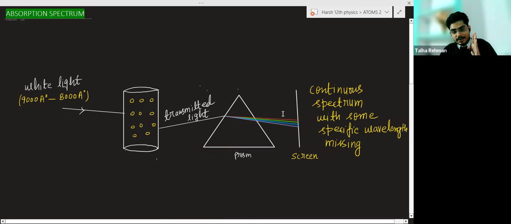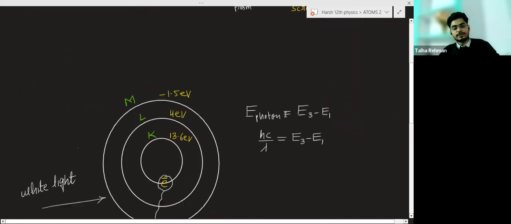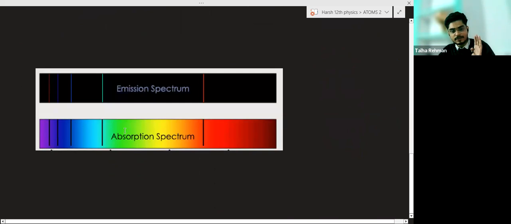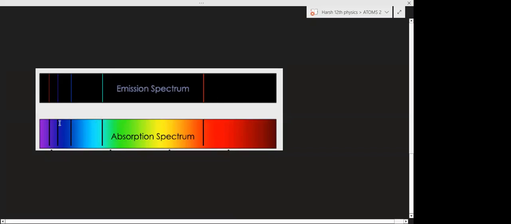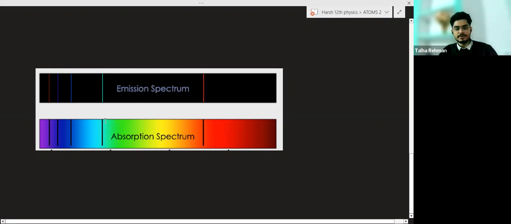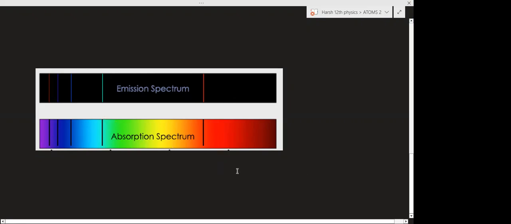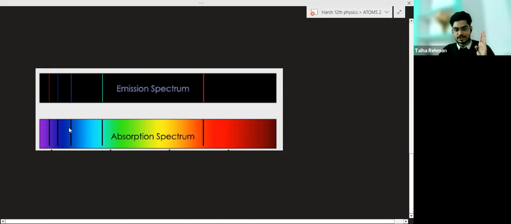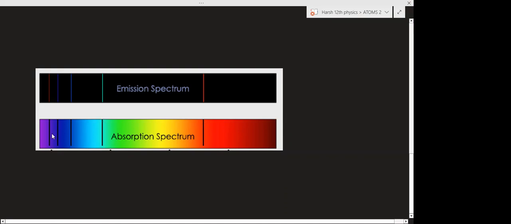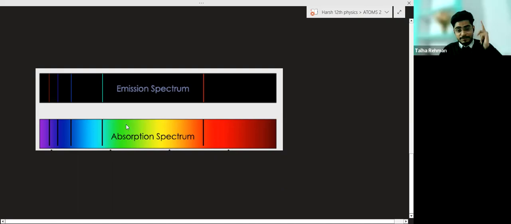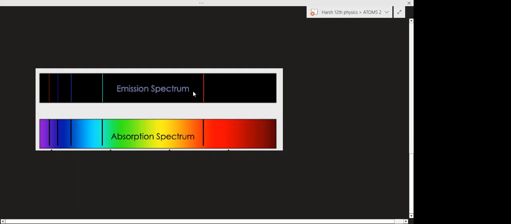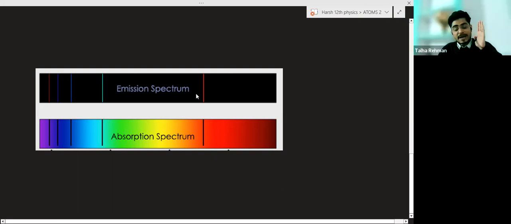This is the absorption spectrum. When you find the spectrum on the screen, here it is continuous, here it is continuous, here is a dark band, here is a dark band, here is a dark band. Some wavelengths are missing here. All other wavelengths are present, but some wavelengths are missing in the absorption spectrum. What is in the emission spectrum? Some wavelengths are present.